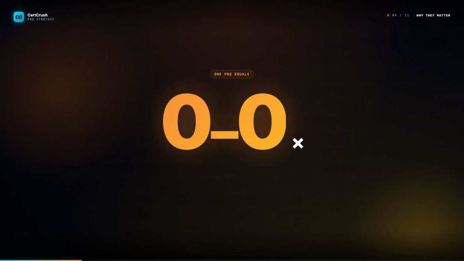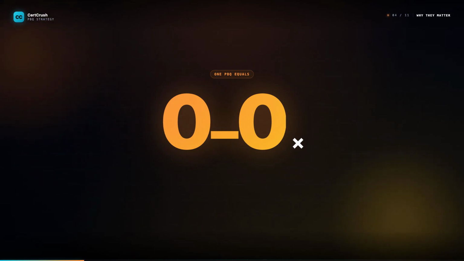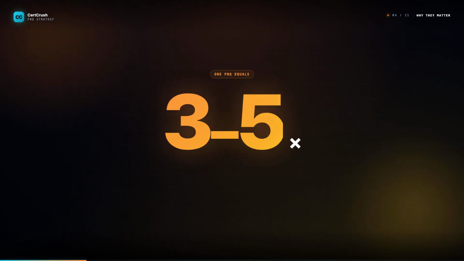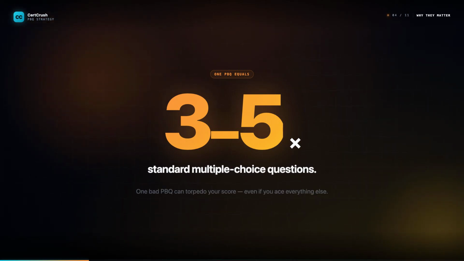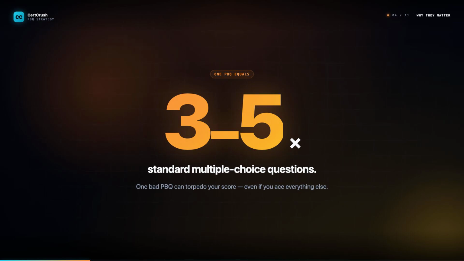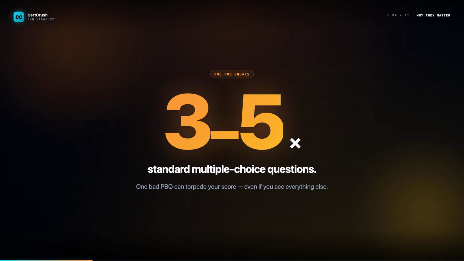Let's take a breath and talk about why they matter so much. Here's the thing most candidates miss. PBQs are worth more marks per question than a standard multiple choice, sometimes significantly more. On CompTIA exams, a single PBQ can be worth the equivalent of 3 to 5 multiple choice questions. That means one bad PBQ can torpedo your score even if you ace everything else.